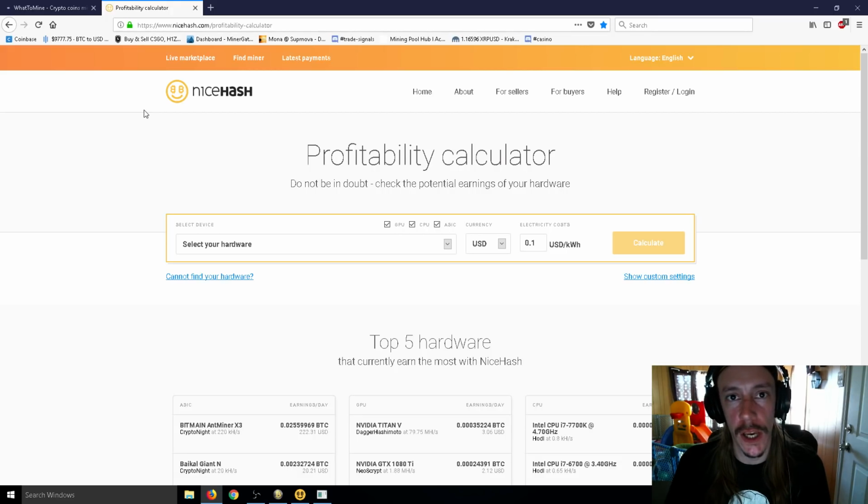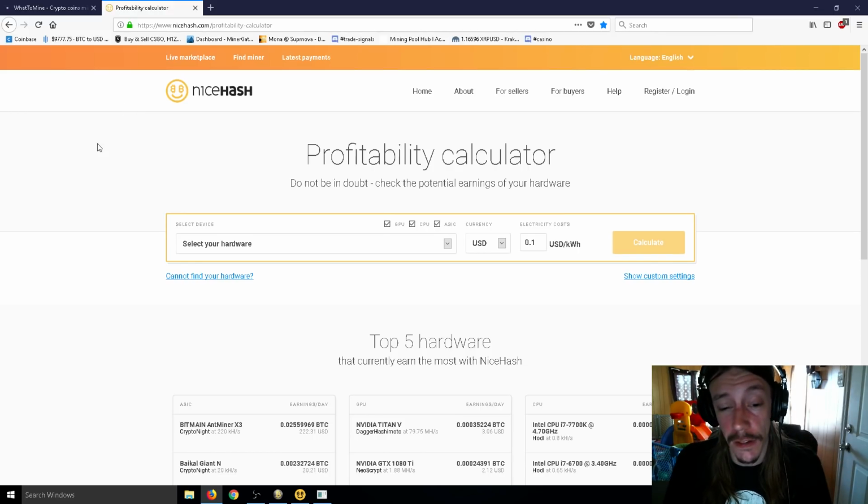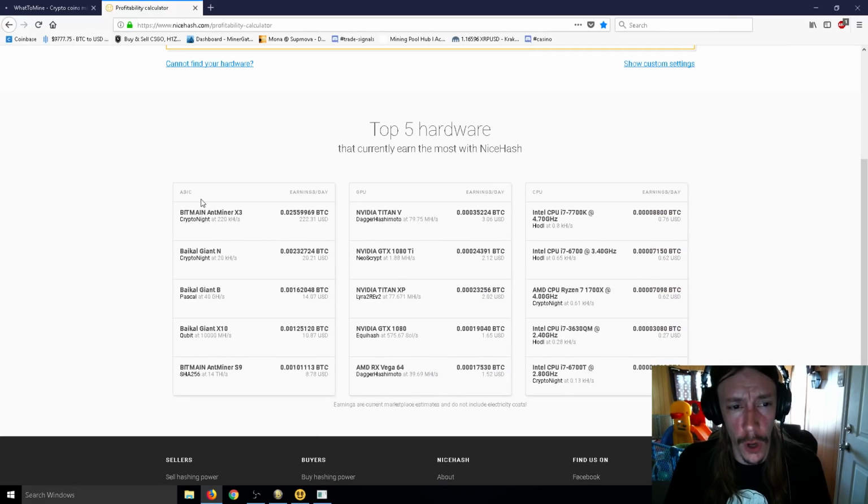So the profitability calculator doesn't necessarily show the most profitable coins to mine, it really just shows the most profitable hardware. As you can see, the Titan V makes $3.06, but if you go out and buy a Titan V to mine with, it's going to take a long time to make your money back. So most people just have a 1080 Ti or a Titan XP or a GTX 1080, that sort of thing. You can see about how much you're going to be making, and right now the profits are very, very low.